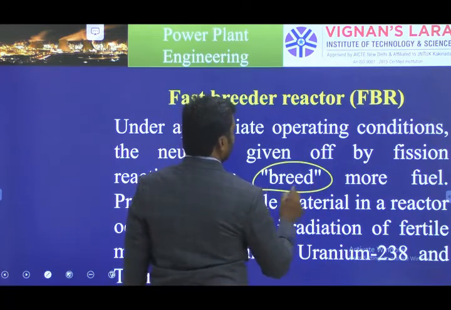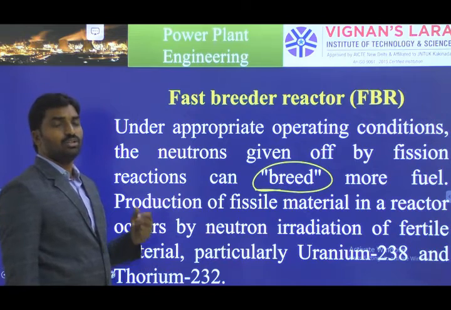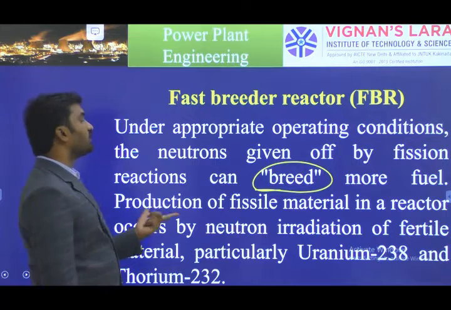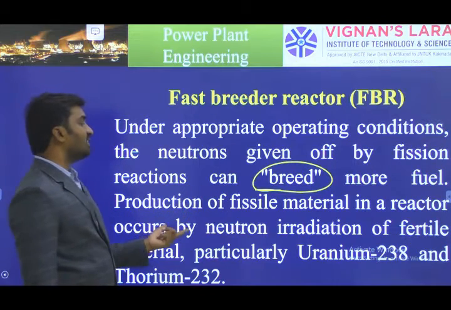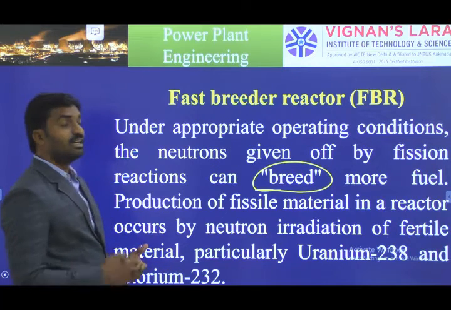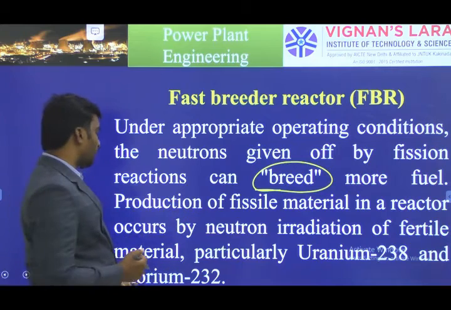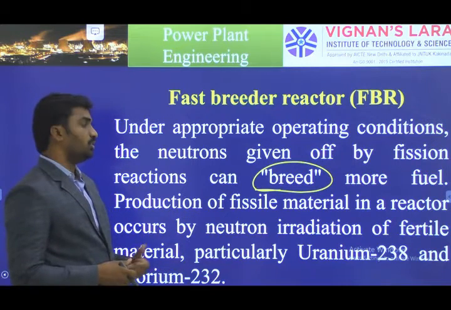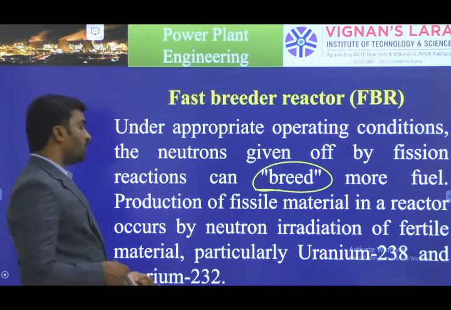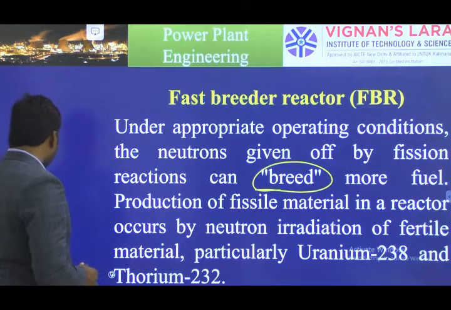So breeding is more fuel: the production of fissile materials in the reactor. That converts fertile materials into fissionable materials. The production of fissile material in the reactor occurs by the neutron irradiation of fertile materials, particularly uranium-238 and thorium-232. So uranium-238 is converted into plutonium-239 and thorium-232 is converted into uranium-233.